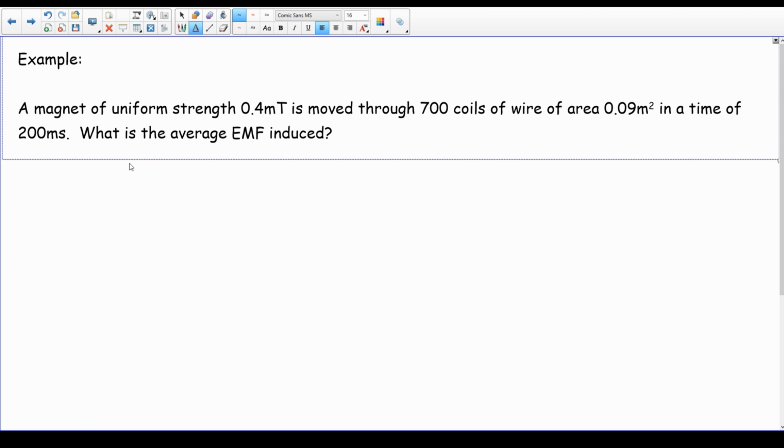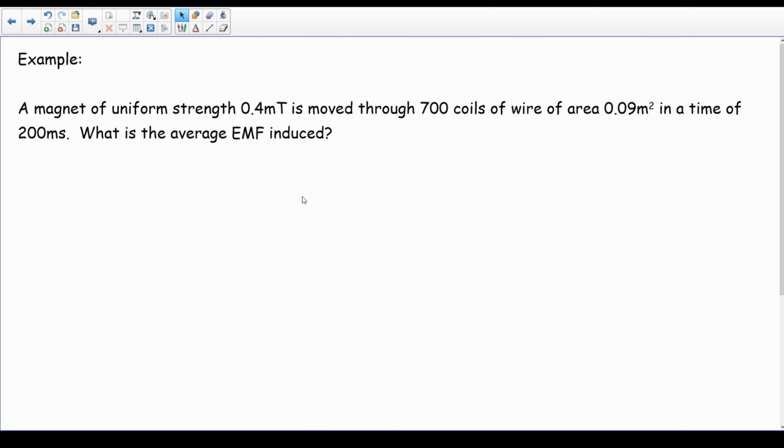So our example says a magnet of uniform strength 0.4 millitesla is moved through 700 coils of wire of area 0.09 meters squared in a time of 200 milliseconds. What is the average EMF induced? Okay, so what we want to do then is use that EMF is equal to n phi divided by t, and we simply plug the numbers in.